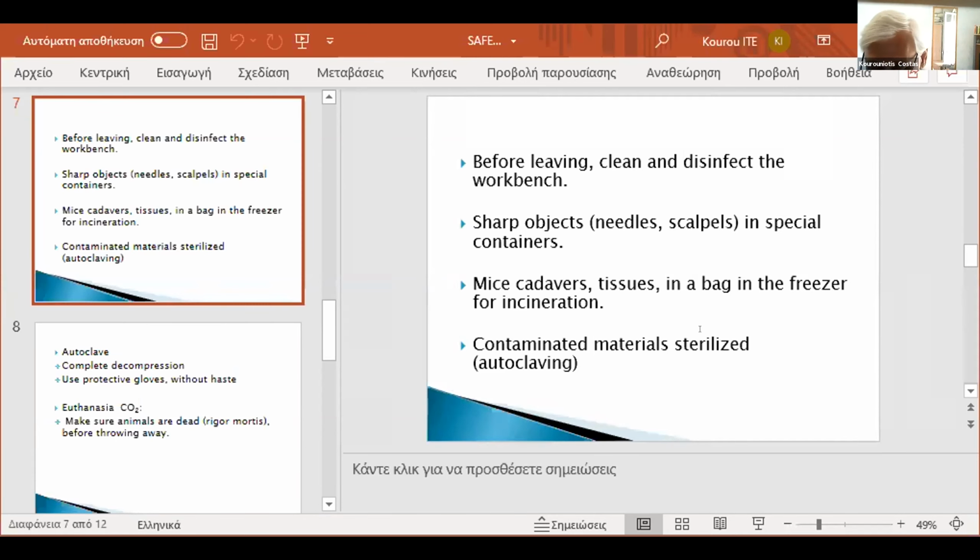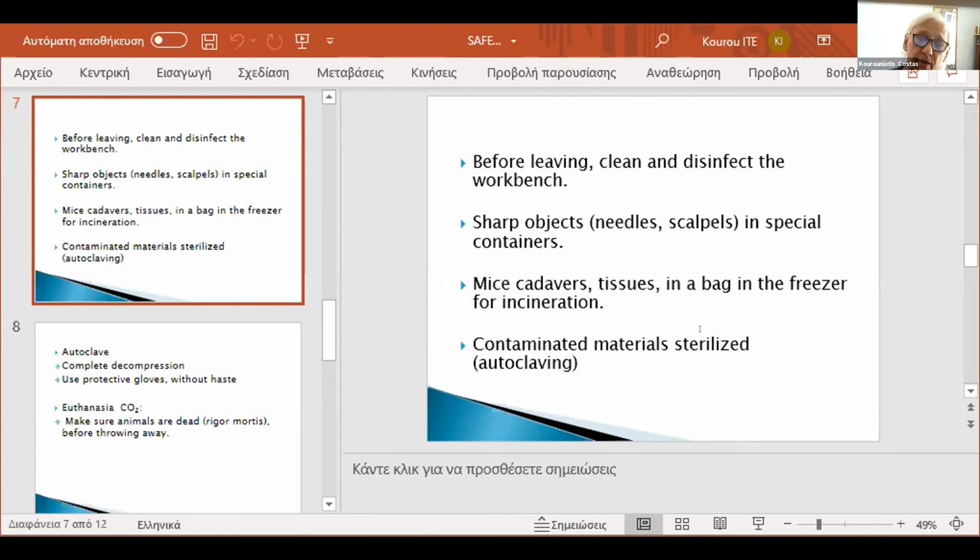For that, we have to wait for rigor mortis, especially when we use CO2, because they might seem dead, and after a quarter of an hour or so, they wake up again and start moving. I have found in the past live animals in plastic bags that were put in the freezer.